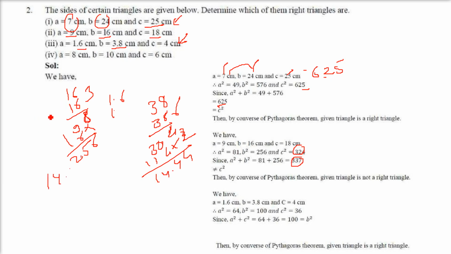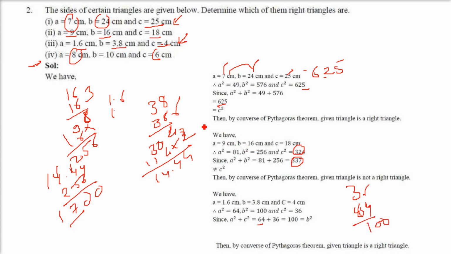Let us add 14.44 with 2.56, you get 17. Now here you see 4 square is 16, so you are getting 17 here. So the triangle is not a right angle triangle. But in the fourth case, if you see 8 square plus 6 square, 8 square is 64 and 6 square is 36. 36 and 64 add up to 100, and this 10 square is 100. So this final one, the fourth one, is a right angle triangle.